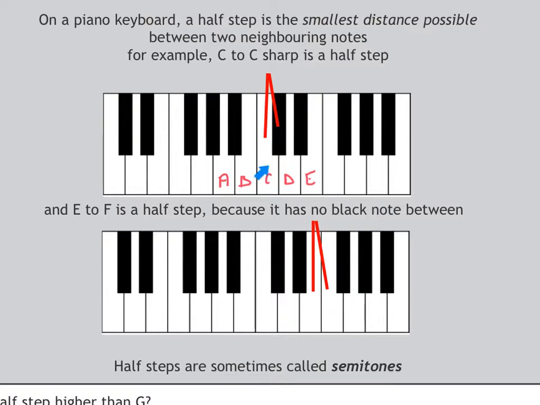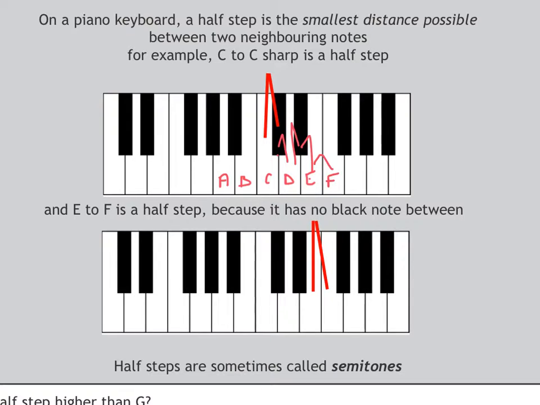So between C and C sharp, that would be considered a half step. Between C sharp and D, or D flat and D, that distance would be a half step. Any white key to an adjoining black key would be a half step. Let me just mark a few more here. I marked this one from C to C sharp. But from C sharp to D, from D to D sharp, from D sharp to E, and then also from E to F would be a half step.